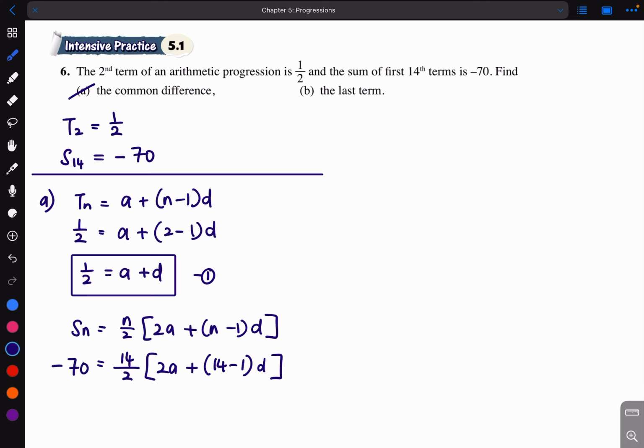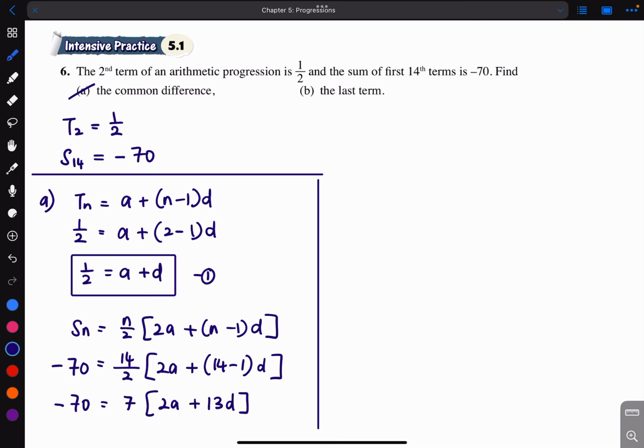Then we expand and simplify. 14 over 2 is 7. 2a, 14 minus 1 is 13d. Then we can bring the 7 over here. So negative 70 divided by 7. Negative 70 divided by 7 is negative 10 equals 2a plus 13d. This will be our equation number 2.